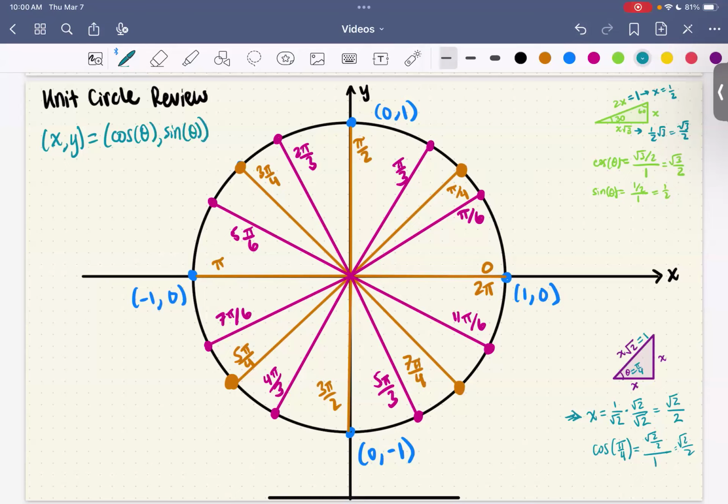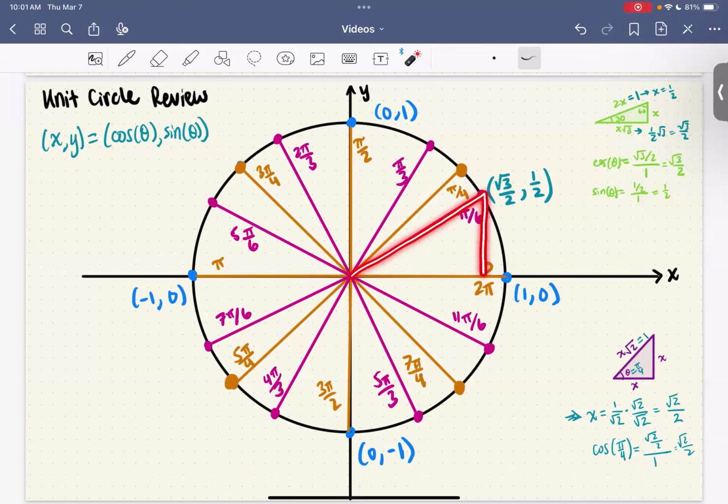Okay, we already saw that for this point, cosine of theta is square root 3 over 2. So I'll write that here. And the sine was 1/2. How do I remember this? Well, I remember those three numbers: square root 3 over 2, 1/2, and root 2 over 2. Those are the three numbers that show up on the unit circle.